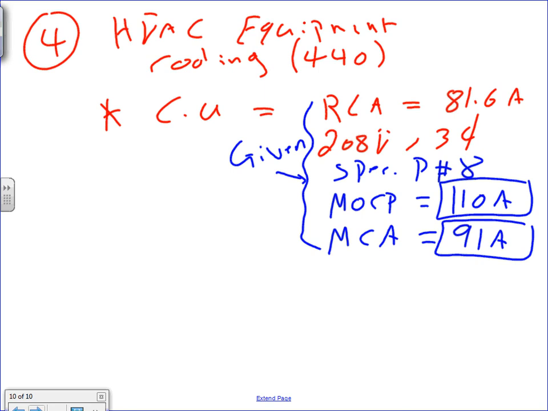They're giving me the rated load amps, which is full load amps, the voltage and the phase, the spec, page number 18. If you go there, from this back, you can pull maximum overcurrent protection device and minimum circuit ampacity. Okay? They're actually saying a fuse here, maximum fuse. And we're using a circuit breaker.